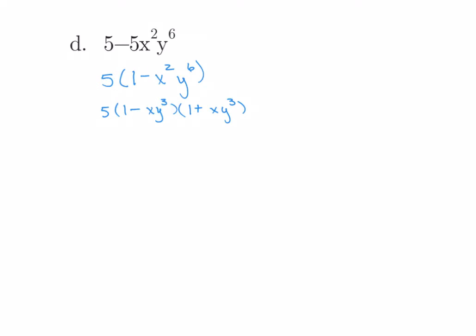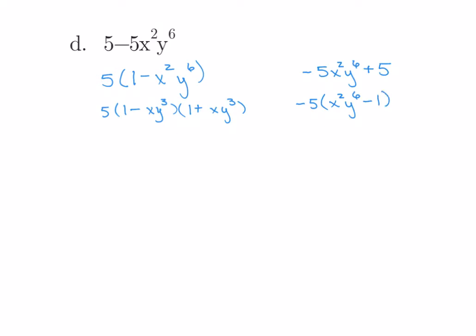Now the other thing that you can do here is if you want to write it in descending order, the first thing I'm going to do is just rewrite my terms. So I get negative 5x squared y to the 6th plus 5. And if you're going to do this, instead of factoring out just a 5, we want to factor out a negative 5. So we get x squared y to the 6th. And 5 divided by negative 5 is minus 1.